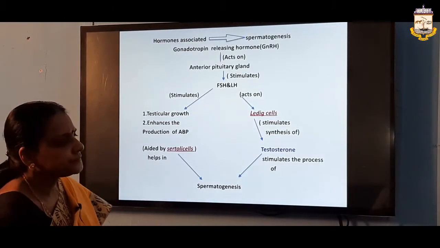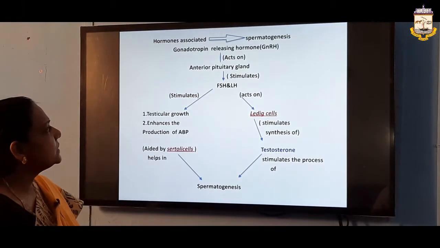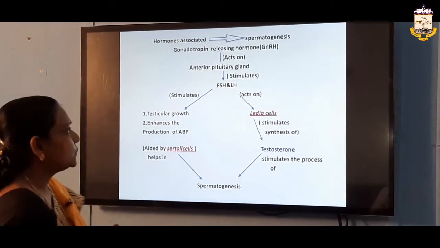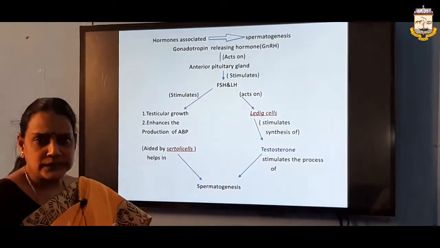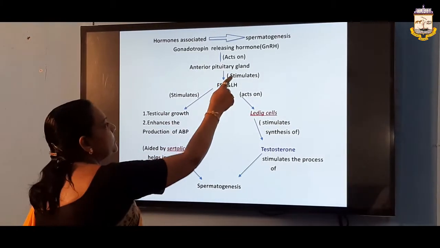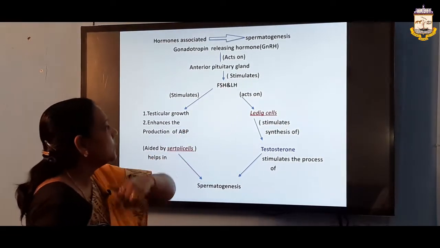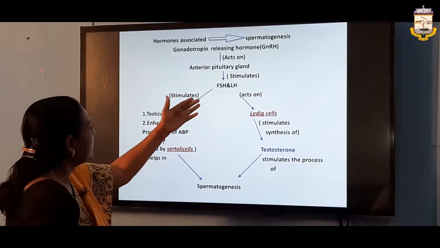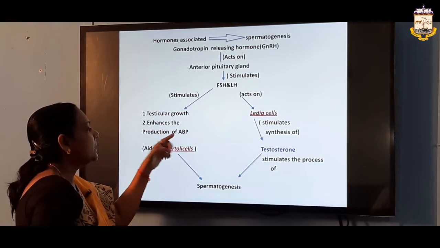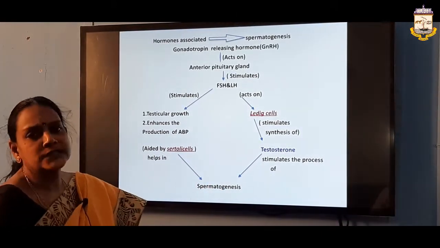After that, the hormones associated with the spermatogenesis. So, what are the hormones that are associated with the spermatogenesis? For everything to be done in the reproductive system, you need the association of the hormones. So, here the number one is the gonadotropin releasing hormone or GnRH, that acts on the anterior part of the pituitary gland, stimulating it, that is stimulates the FSH and LH. That means the follicle stimulating hormone and luteinizing hormone, and here they stimulate the testicular growth, and enhance the production of ABP. That means androgen binding protein, which is aided by the Sertoli cells directly, that goes for the production of spermatogenesis.